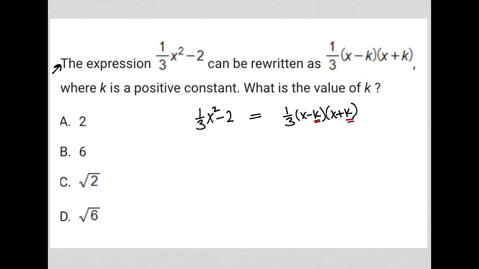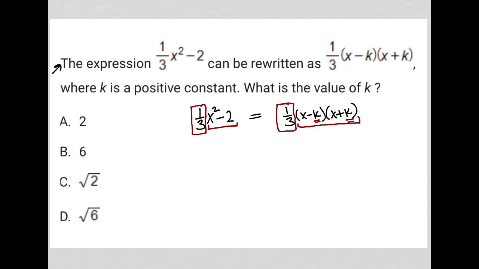Because these two things are equal, how do I get them to have the same format? I see that they both have the 1/3 here. But this one has a product of binomials multiplied by that 1/3, whereas this here is just a difference of two terms, x squared minus 2. So there's something fundamentally different about these expressions that we have to notice.